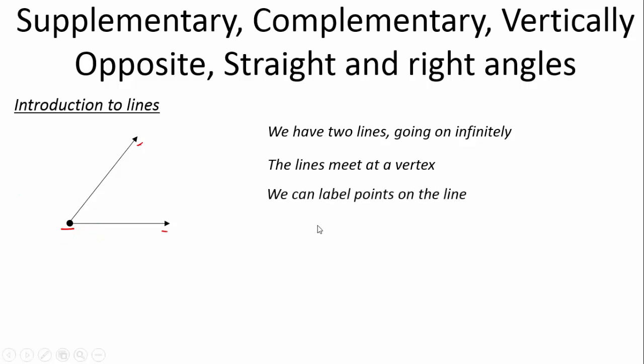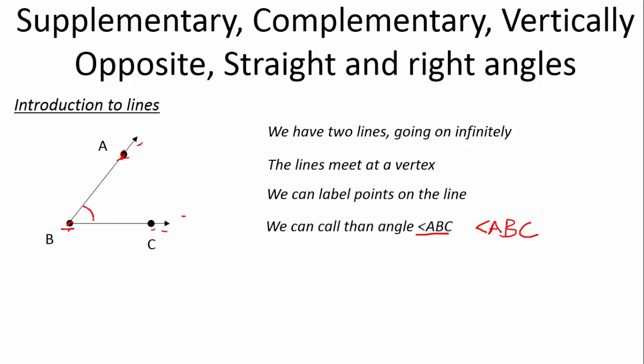We can also label points on the line. So we're going to label A, B, and C. You see we've added a point A and C. We can call this angle ABC. So how we read this angle ABC, we can see that that over there means angle. That also looks like your bigger than or less than sign. And then we have A, so we start at A, we go to B, and then we go to C. So the angle is between A, B, and C. We're talking about this angle here.